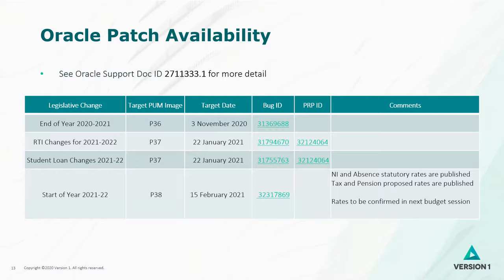So the changes to the P60 and so on for the end of year are available and were included in PUM image 36. Changes to RTI have shipped as part of image 37. And equally, the student loan changes are also included in image 37.